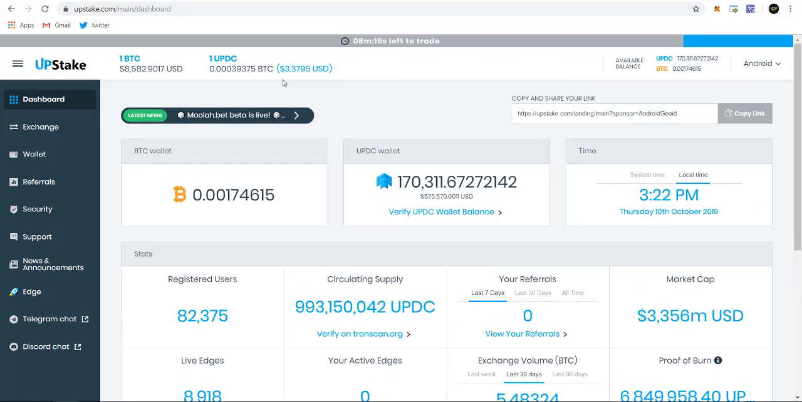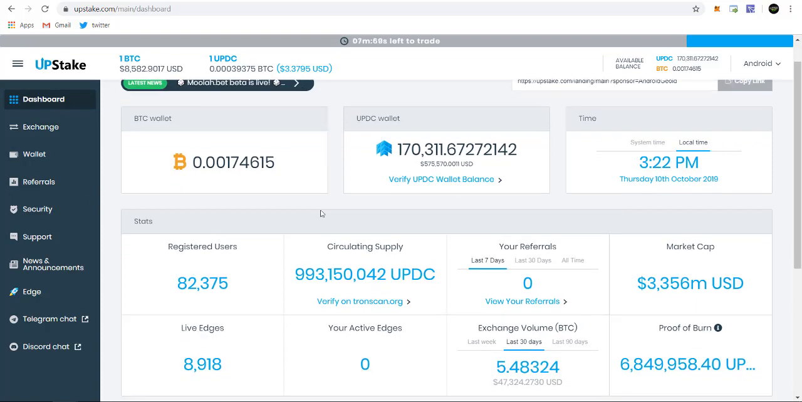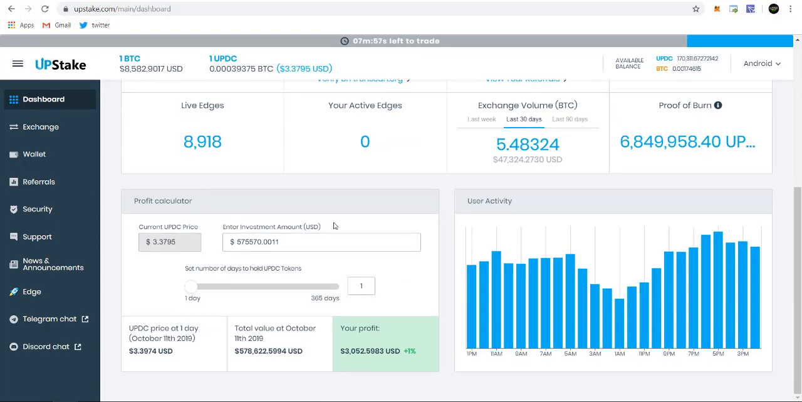Now you can see one UPDC token is equal to $3.3795. So you would have made an immense amount of profit if you invested during the ICO stage or a year ago, because the token price is increasing hourly, and we are profiting every hour. As you can see, I have about $5 lakh. If I hold it for 365 days, my profit will be this. And if the volume increases and you can easily sell them, it will be life changing for all the UPDC holders.